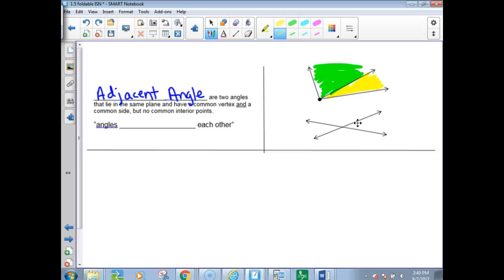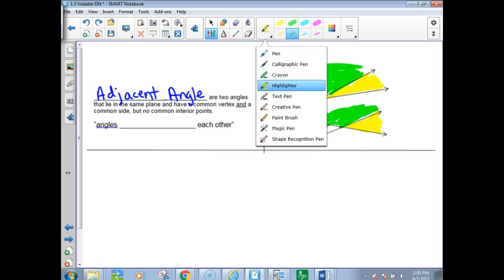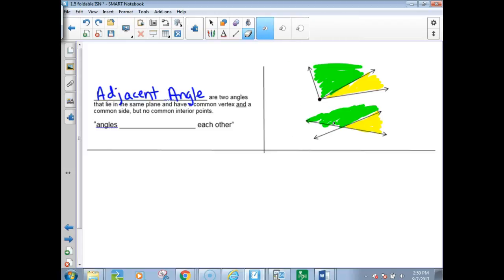Okay, and likewise, I'm going to color down here on this angle, and the one on top. Okay. Eraser. Don't like the messy out of the lines there. Okay.